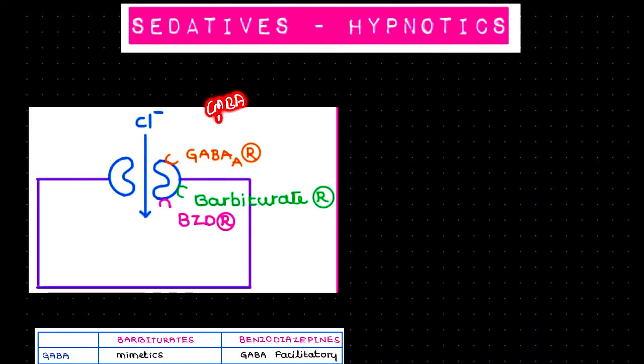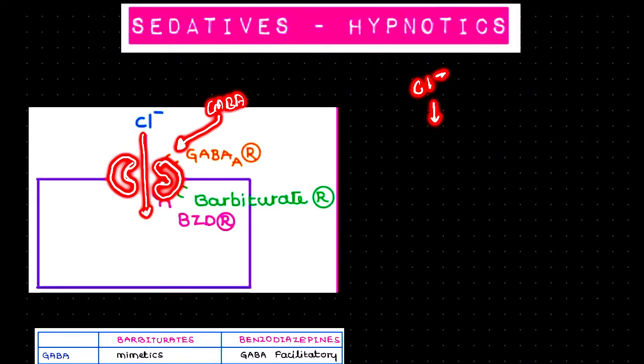Now whenever GABA comes, it will bind to this receptor. At that time it will stimulate this chloride channel complex, and because of this stimulation, chloride ions will get into the CNS. Since chloride is negatively charged, as it enters the cell, a negative potential will develop inside the cell.